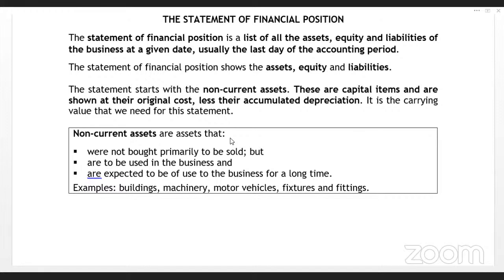Okay. So non-current assets are fixed assets as well. And current assets are liquid assets. Okay, thank you. So those are the non-current assets. We have to present them at their cost. Then we raise the depreciation.